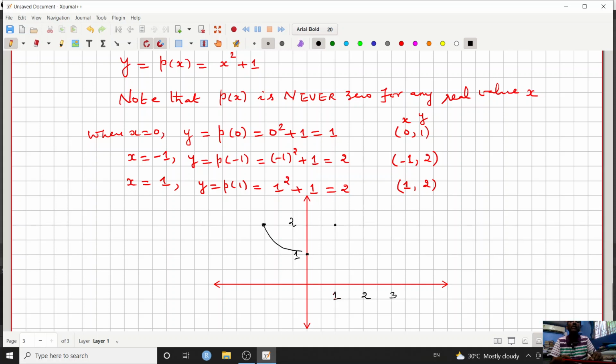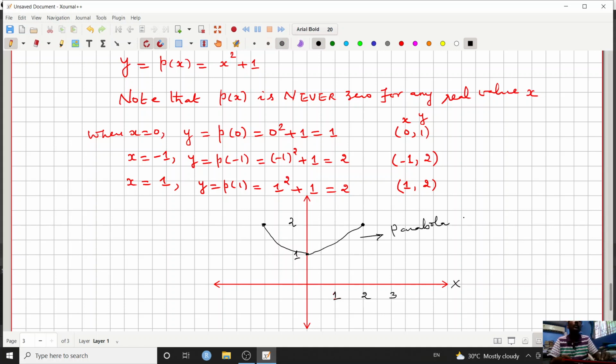So the parabola passes through these points. Not here, here. So this is where it passes through. So the parabola never touches the x-axis. This is the x-axis, and this is the parabola.